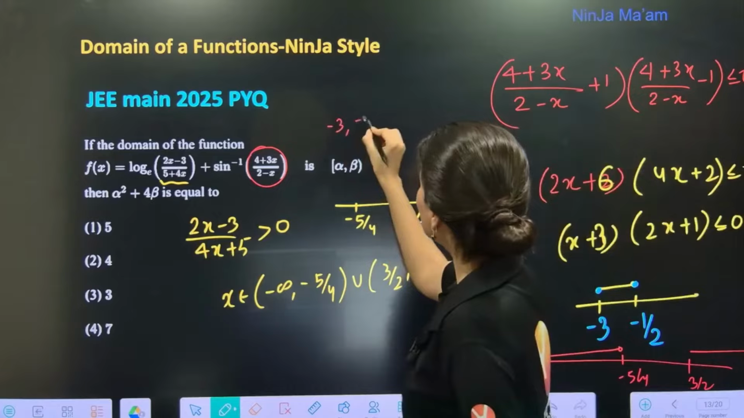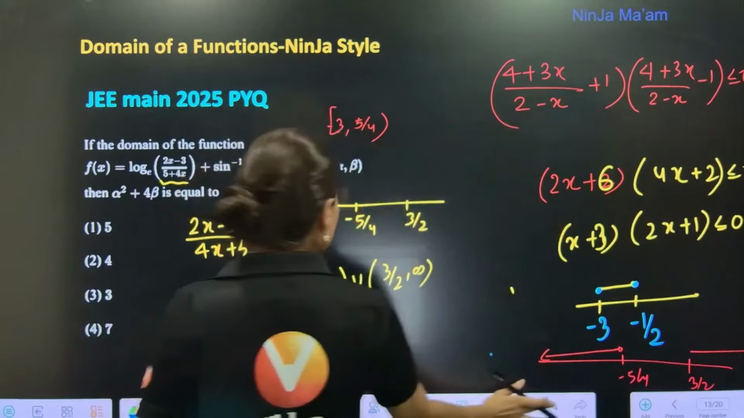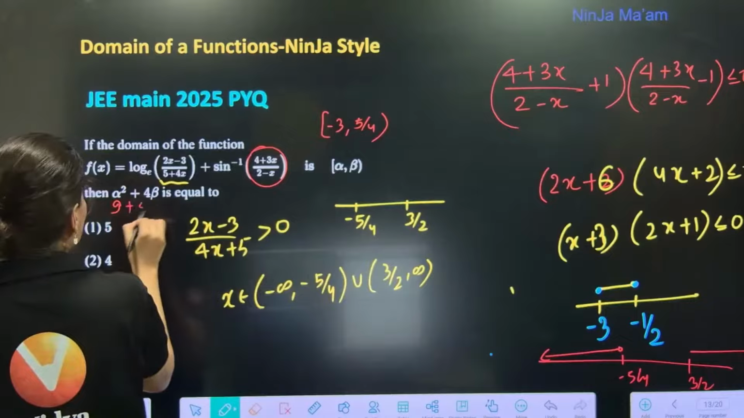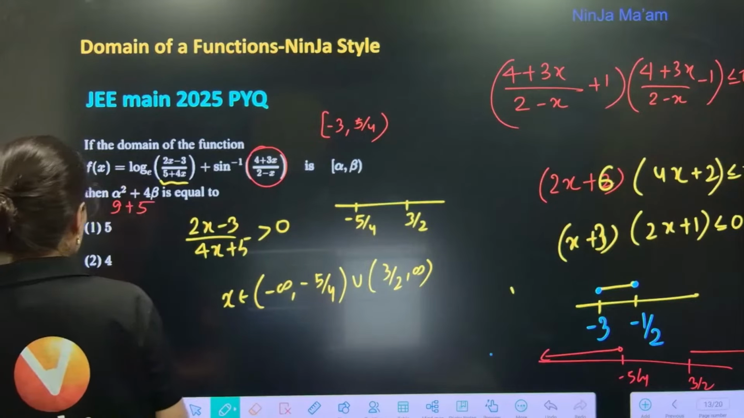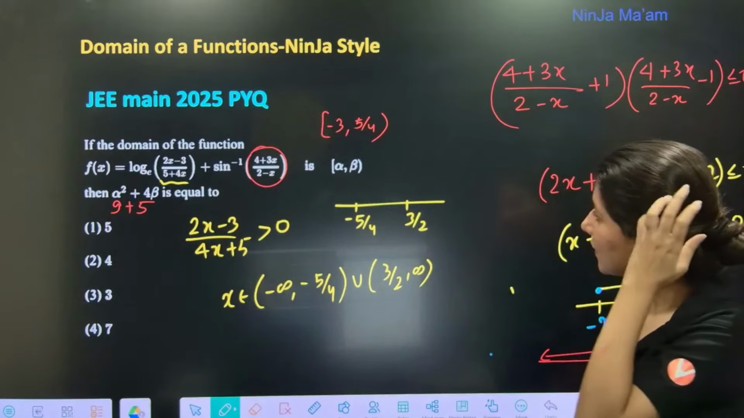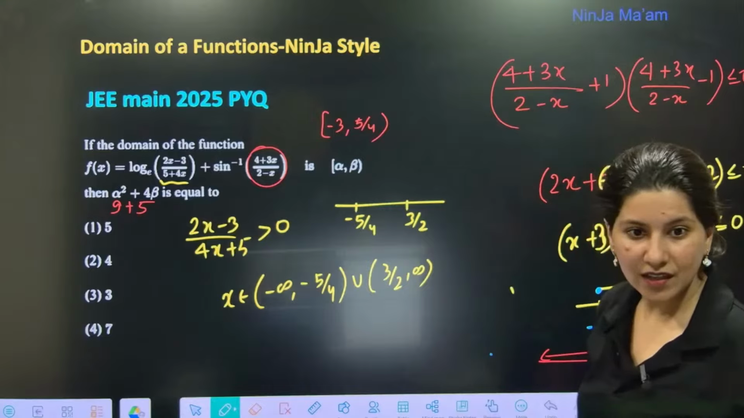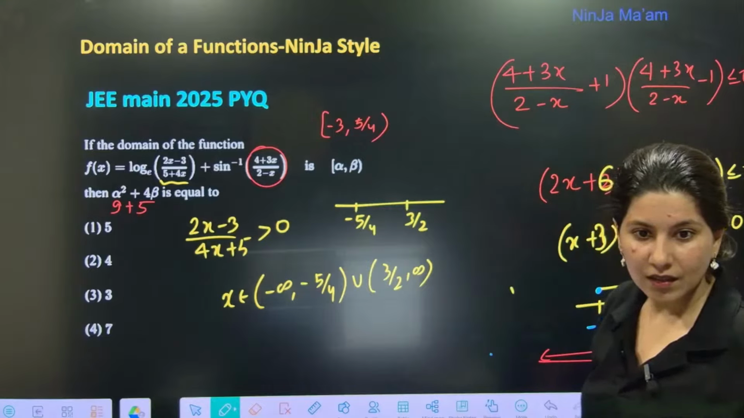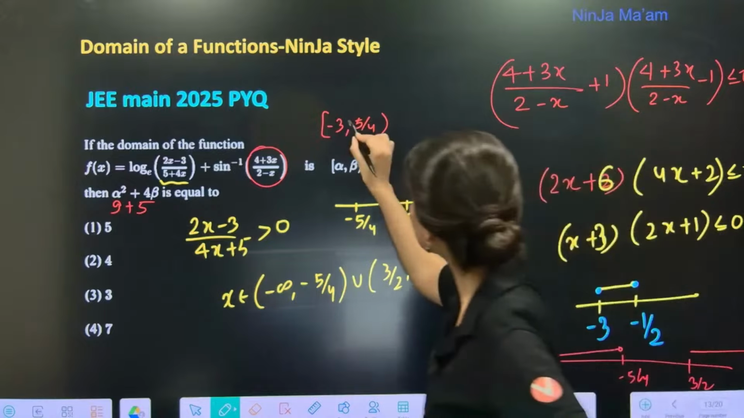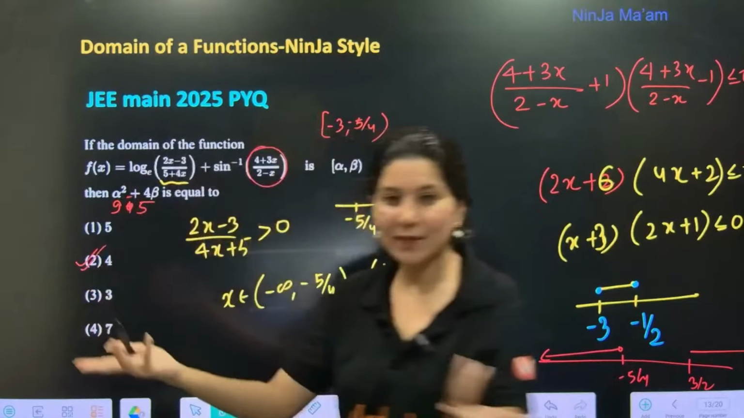So minus 3 to minus 5 by 4, alpha and beta, you got it? This is minus 3, so alpha is minus 3, 9, and this is plus 5, 9 plus 5, everybody, 14 should be the answer, correct? 3 square is 9, and beta is actually minus 5 by 4, correct? Yes. So 9 minus 5 is 4, option B is absolutely right.